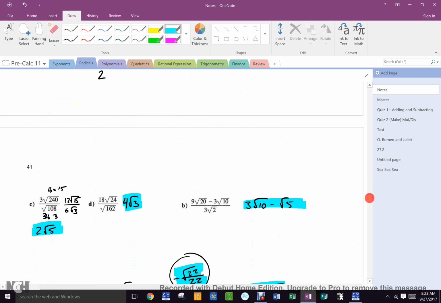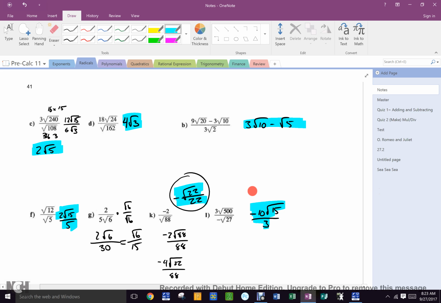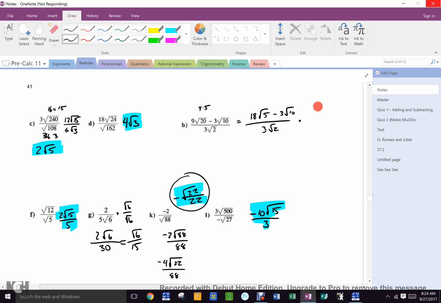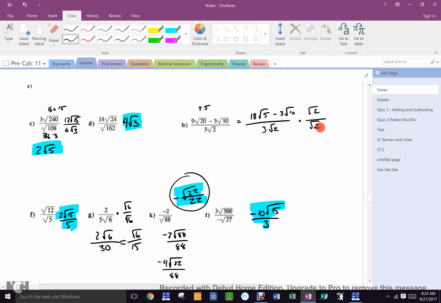Would have been nice if you'd said that 15 minutes ago when I was doing B, but that's okay. Simplify if you can. That's 4 times 5. So it's 18 root 5 minus 3 root 10 over 3 root 2. We multiply by root 2 over root 2. Our computer stops working, so we wait a while. You know what never stops working? Pencil and paper. You never have a non-responding there.